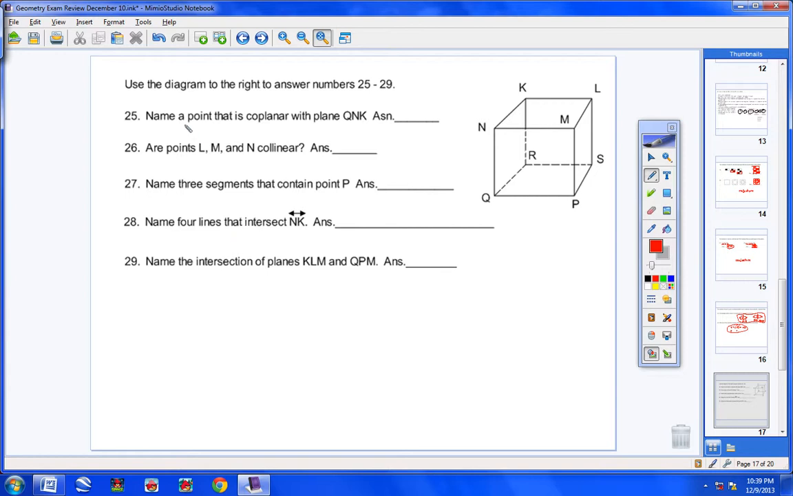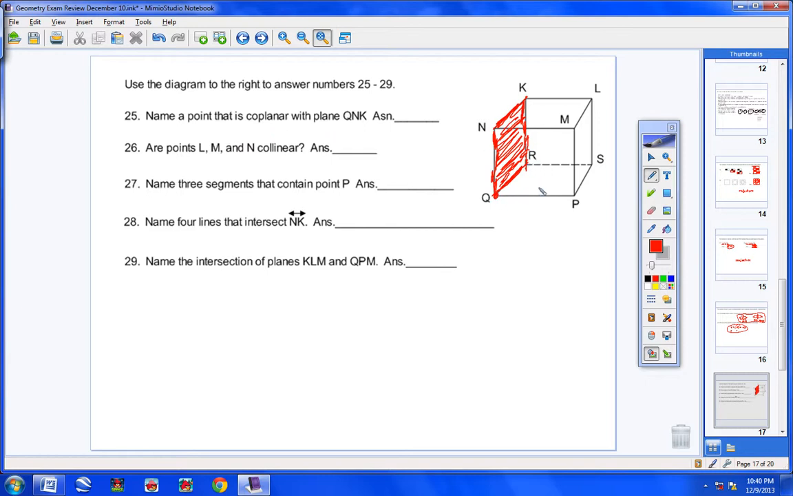Okay? Question number 25. Name a point that is coplanar with plane Q and K. Now I'm going to take my red pen and I'm going to mark plane Q and K. Here's Q, go up to N, go over to K, and then go down to R, and that's a plane. It's this left side right here of this box. Okay? So there we go. That's the plane. Now here's what it says. Name a point that is coplanar. In other words, name a point that lies in this plane.